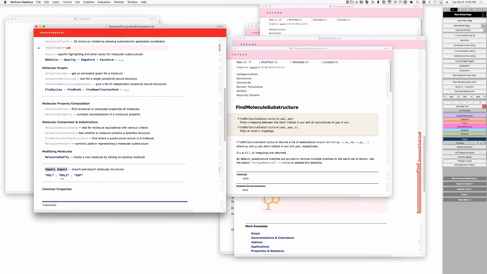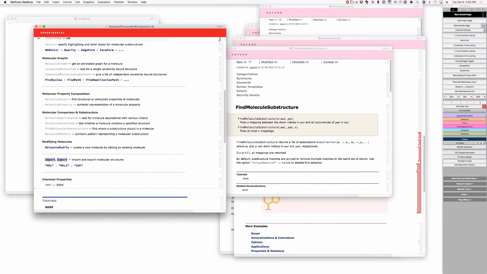Okay, import and export molecular structures, right? Yes. And so I haven't edited those pages yet. Okay. Chemical properties, that's where we have to talk about either the entity page or chemical data. Extensive properties of chemicals, of named chemicals, of known chemicals.